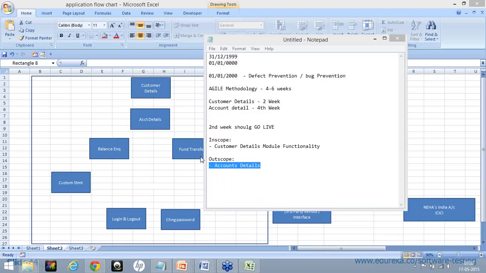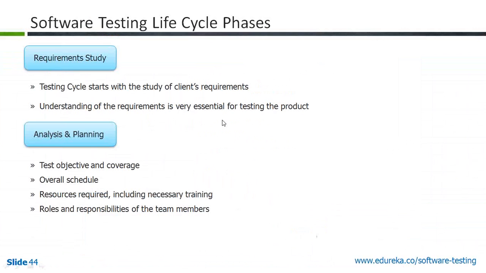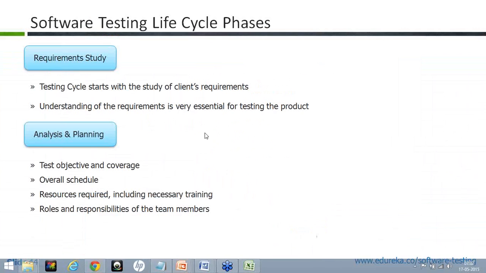Out of scope is what? This is not going to be tested for this release. This is put on hold and can be considered for the next release, and that's what we call out of scope. Are you clear, Chitapu? Okay, so in scope and out of scope are nothing but the testing objective and the coverage. What is it that you're going to cover for this release? That's what we call in scope and out of scope.